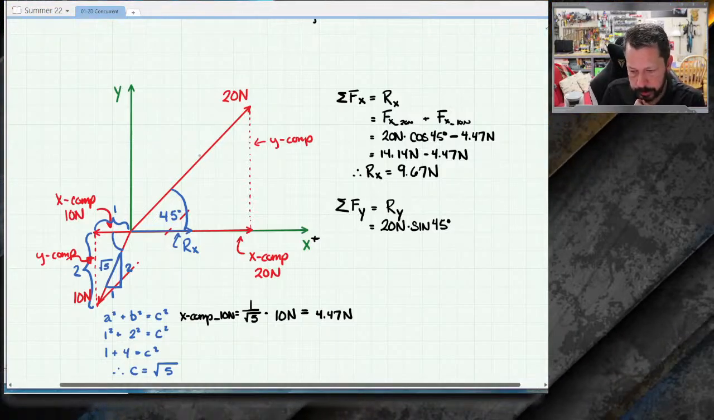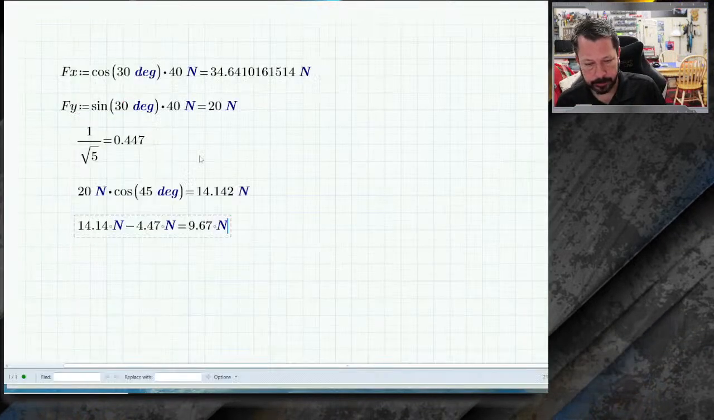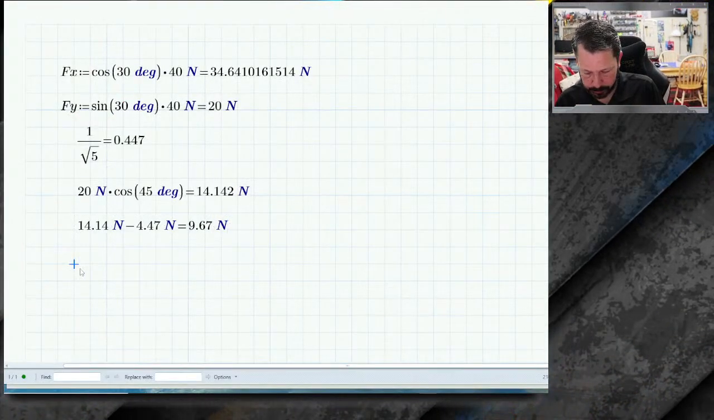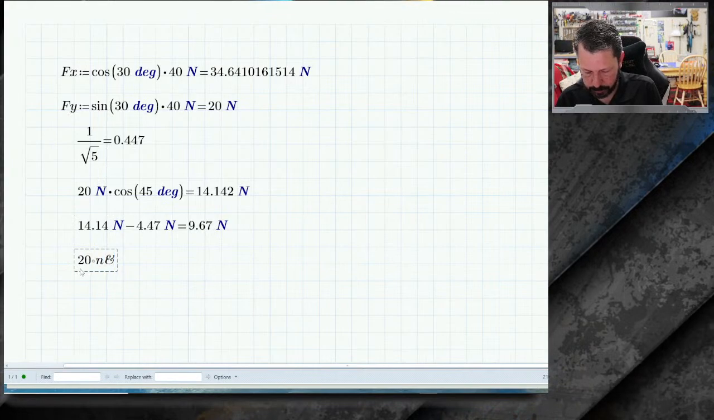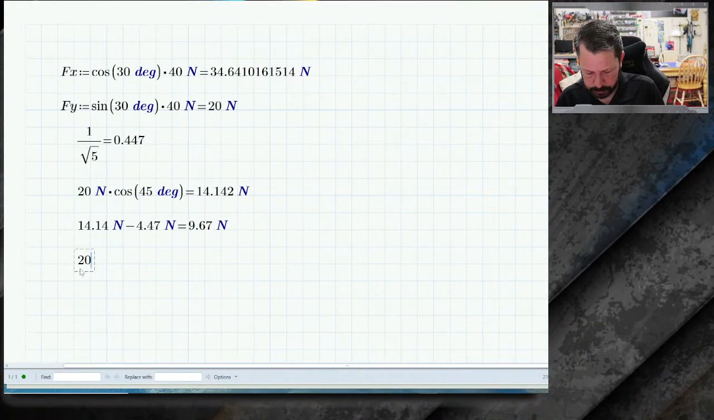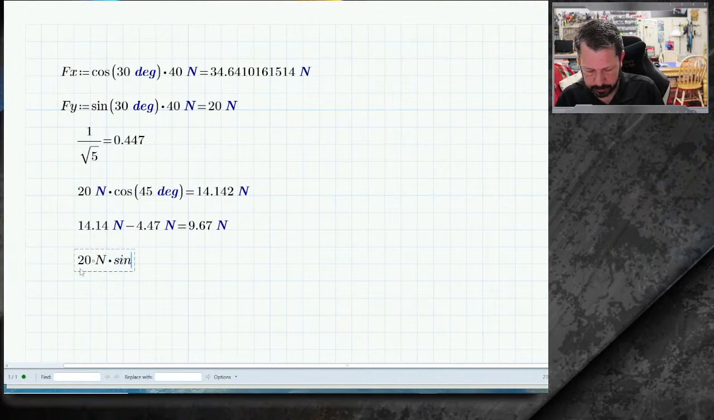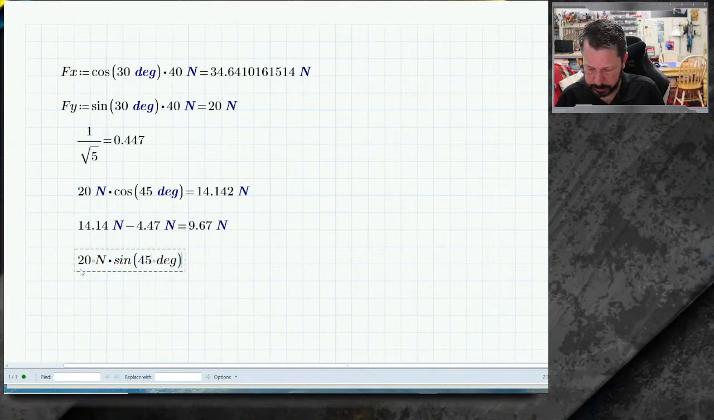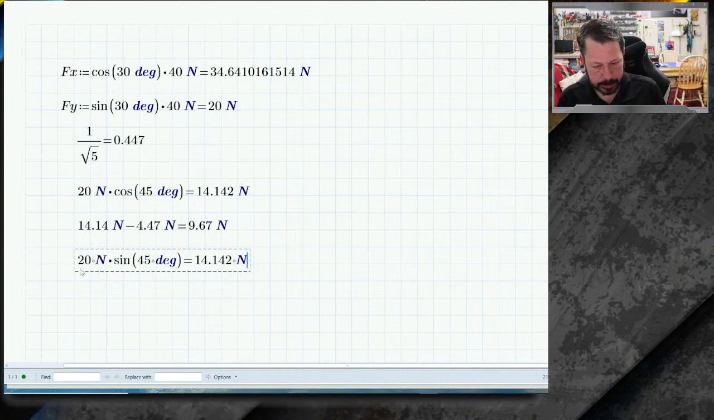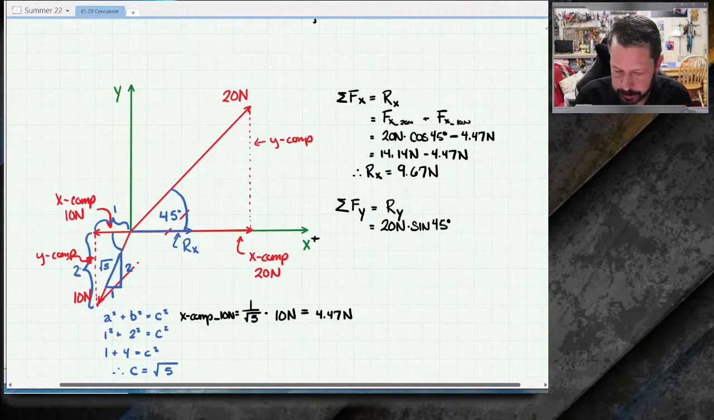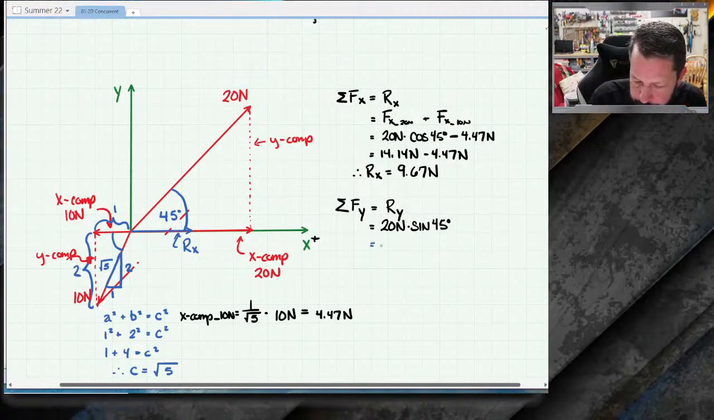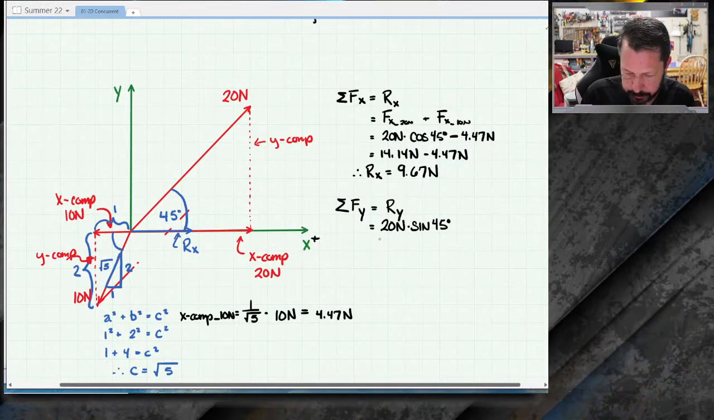All right, so 20 Newton sine of 45, let's see what that number is. 20 newtons times sine 45 degrees. Oh, it's the same one again. So it's the same 14.14. Keep writing in different colors.